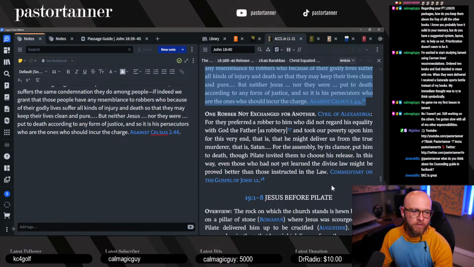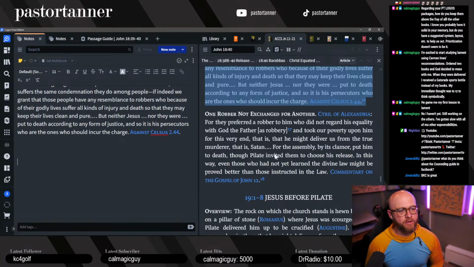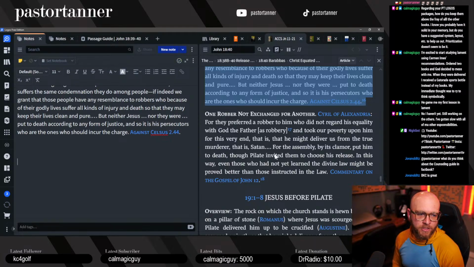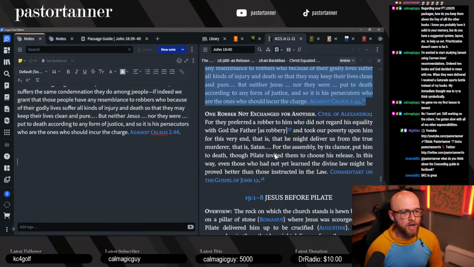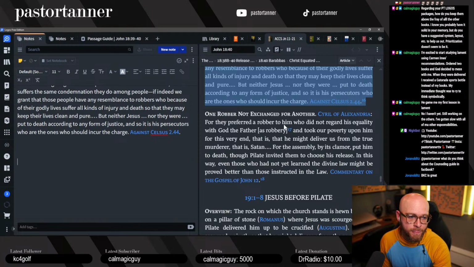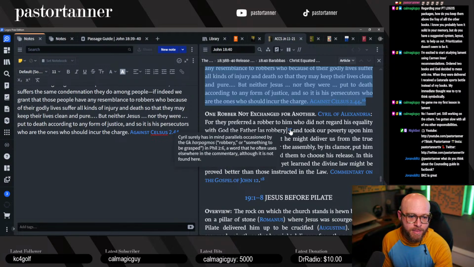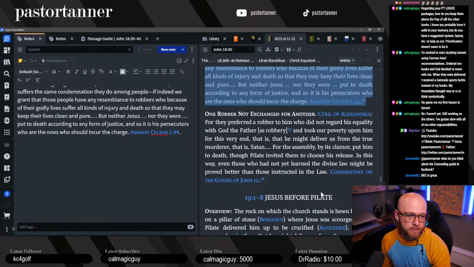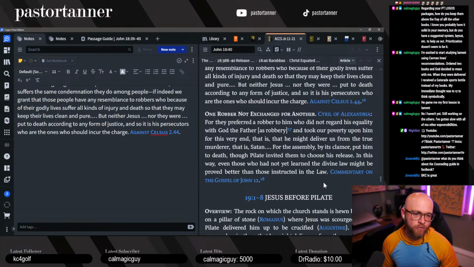Finally, one robber not exchanged for another, Cyril: For they preferred a robber to him who did not regard his equality with God the Father as robbery. Oh, it's a reference to Colossians, right? Philippians. Did not regard equality with God something to be held on to at any cost, and took our poverty upon him for this very end, that is, he might deliver us from the true murderer, that is Satan.